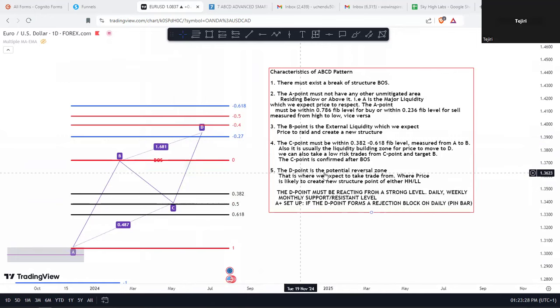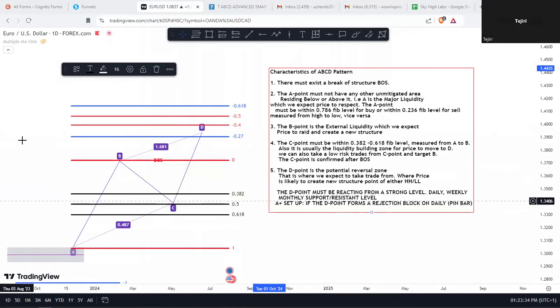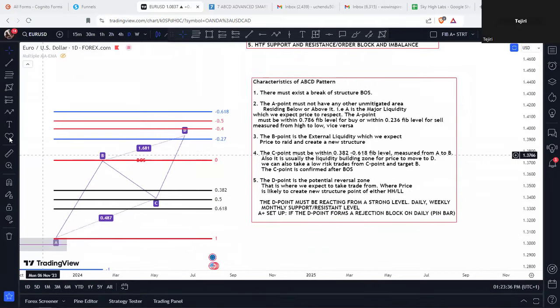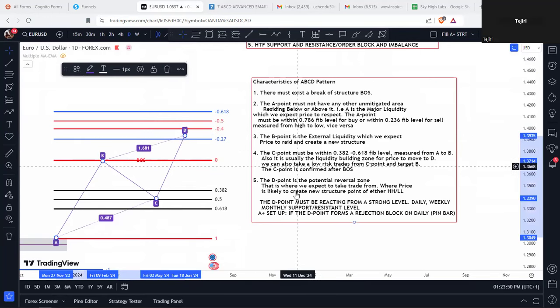The D point is the potential reversal zone. That's what we call the D point. It is the point where we want to take our reversal trade. And this D point is where price is likely to create a new structural point of either a higher high or a higher low.